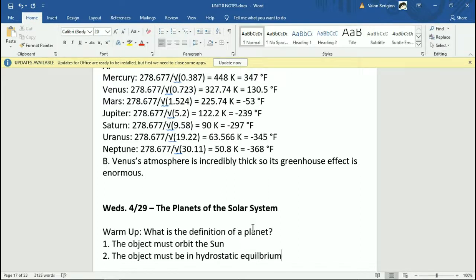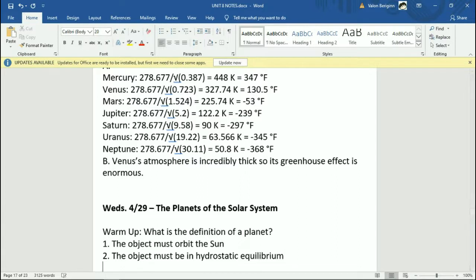Okay, so this excludes like asteroids, for example, right? Asteroids are not spherical; they're sort of random shapes, but they orbit the sun, so that's why those are not considered planets, because they're not in what's considered hydrostatic equilibrium. Now, the moon again is in hydrostatic equilibrium; it is a sphere, but it doesn't orbit the sun, so it's not a planet. So yeah.